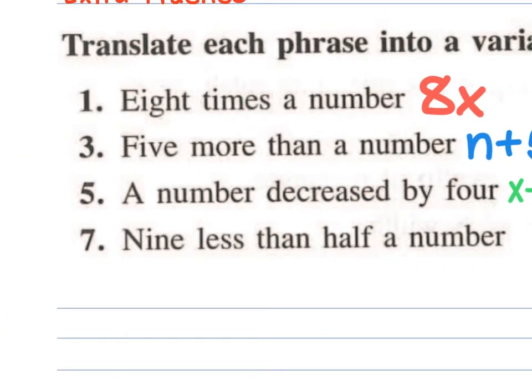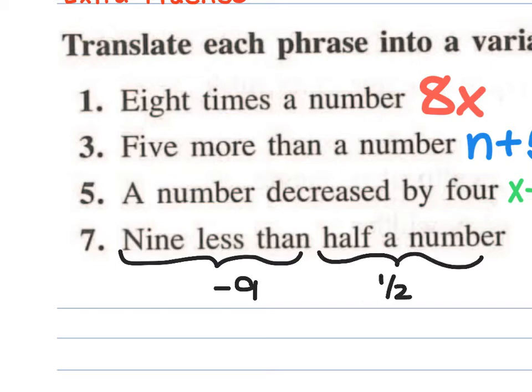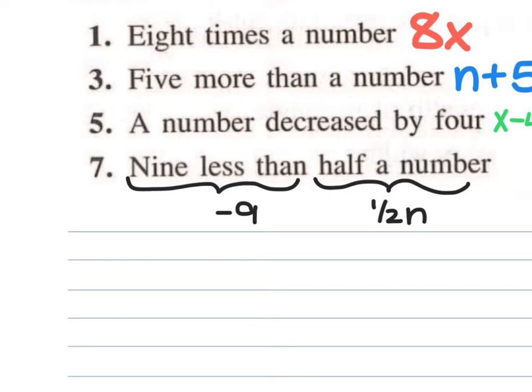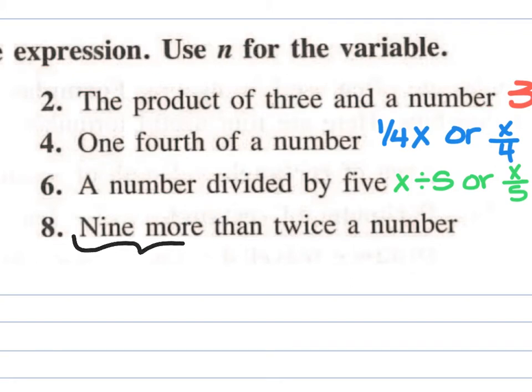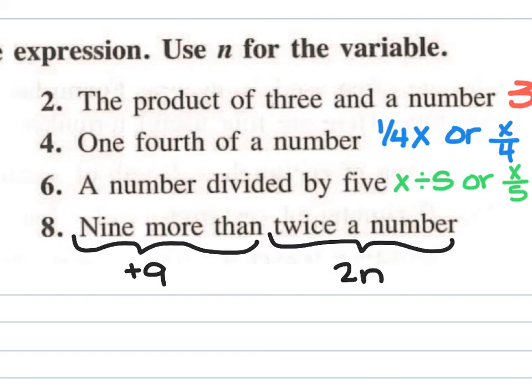And then for 7, we have 9 less than half a number. 9 less than means that we're taking 9 away from, and half a number means 1/2 times the number. So if we're taking 9 away from that, it's going to have to be 1/2 n minus 9. We can also do this as n over 2 minus 9. They mean the same thing. For 8, we have 9 more than twice a number. 9 more than means that we're adding 9 to a number. Twice a number means 2 times n. So this is going to be 2n plus 9.